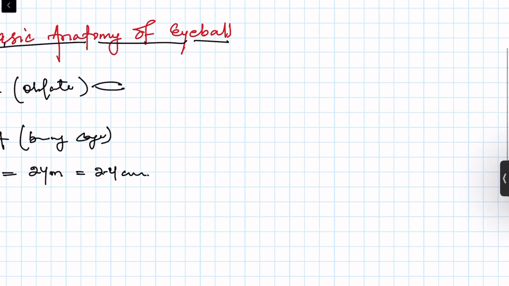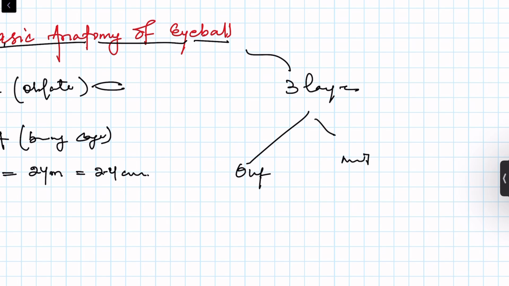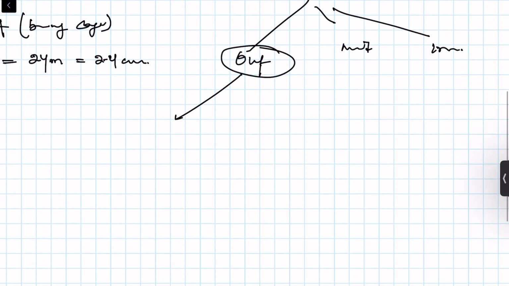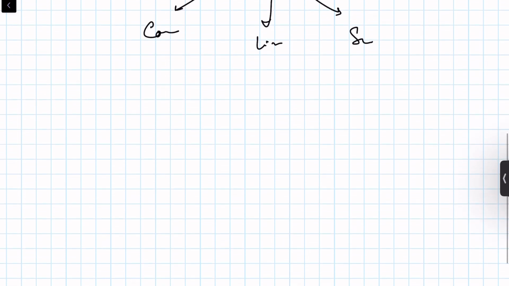Now coming to the layers of the eyeball. There are three layers of the eyeball. One is outermost, then one is middle, and the other one is the innermost. In the outermost we have three parts, we'll see. One is the cornea, then next is the limbus, and the third one is the sclera. Let's see the structure first.